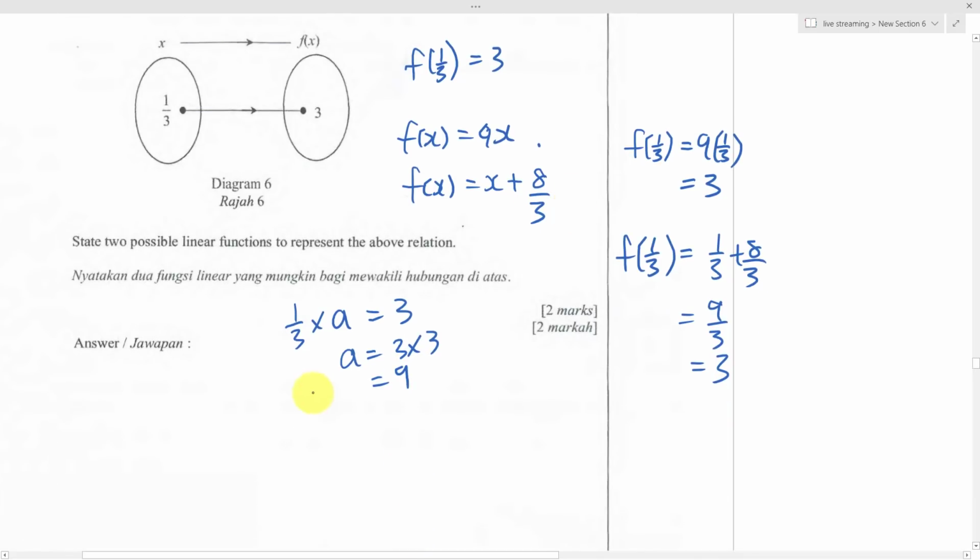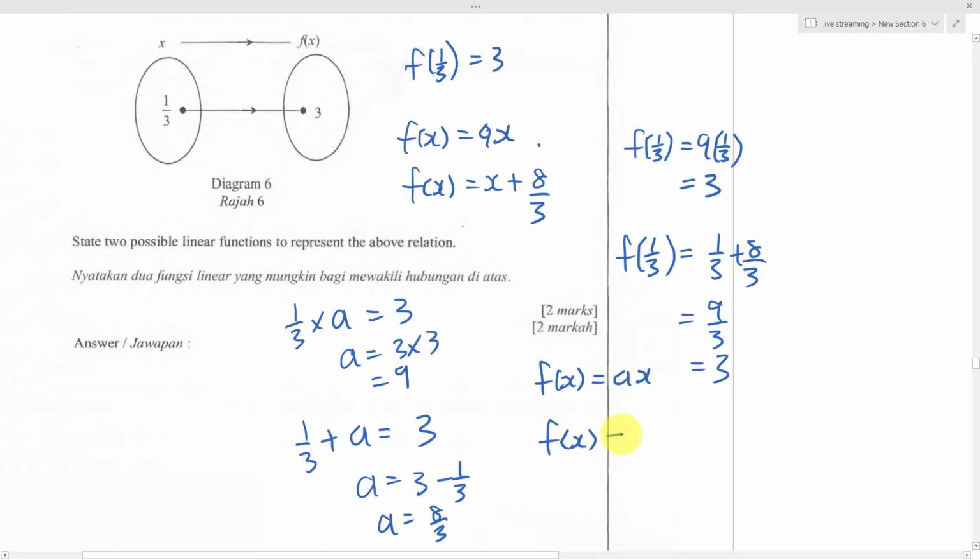And how do I get this one? I want to see 1 over 3 plus a value, I should get 3. Then what's my a value here? I do 3 minus 1 over 3. My a value is 8 over 3. So I just sub in my a value. I will just say my f(x) equals ax, and then my f(x) equals a plus x. I just do multiply and plus, even though you can make this equation even more difficult if you wanted to, or you can square it and whatsoever. As long as you sub in, you still get the 3, you should be okay.